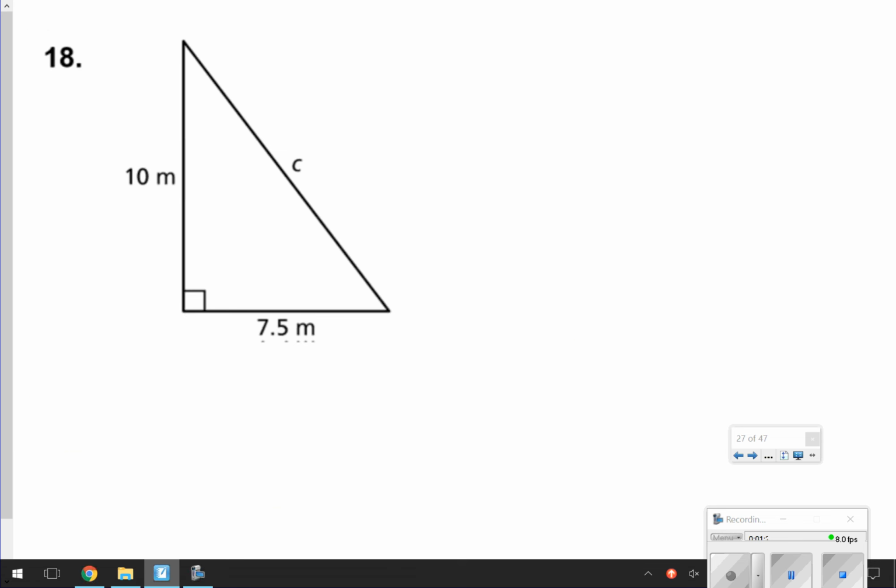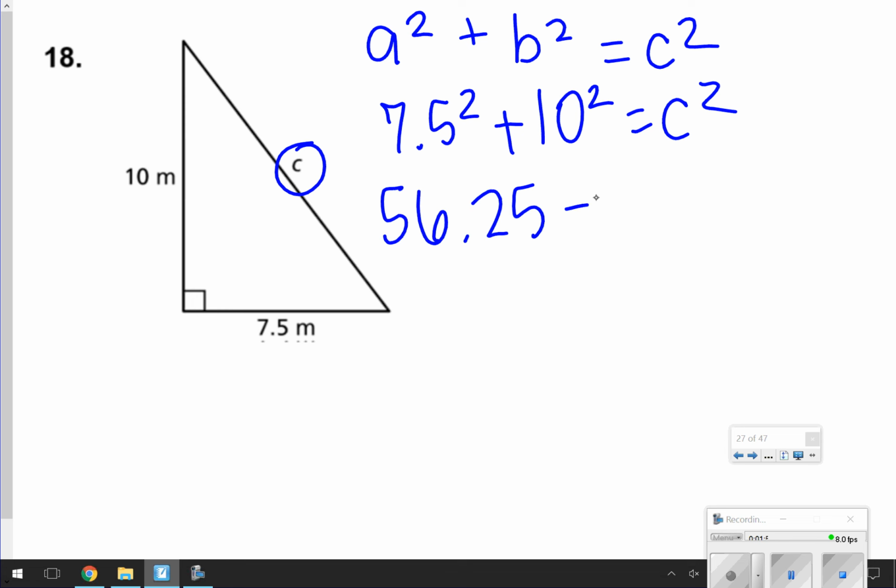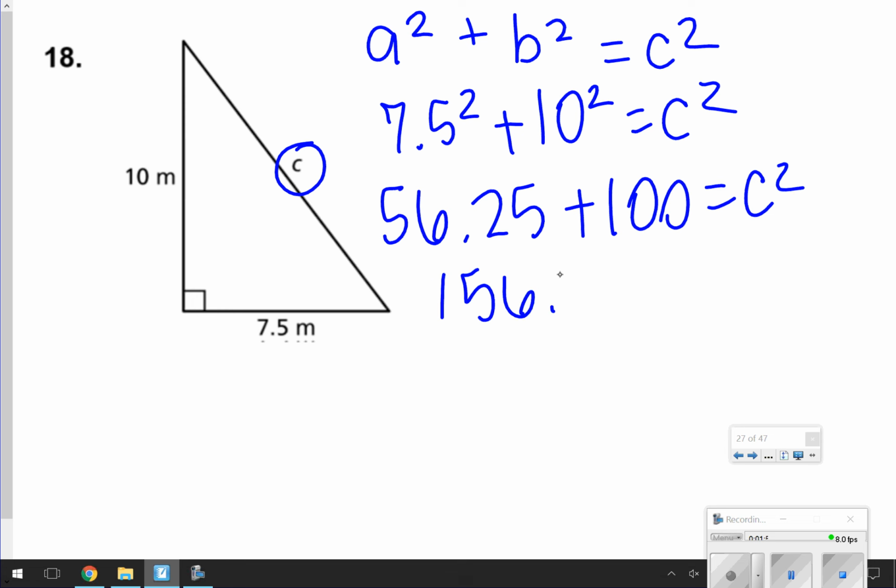The next one, same idea here, except now we're looking for c. Again, writing my formula first. A squared plus b squared is equal to c squared. I'm going to say a is 7.5, b will be 10, c squared, not sure of. 7.5 times 7.5 is 56.25. 10 squared is 100, c squared, not sure. Add those together, we get 156.25 is equal to c squared.